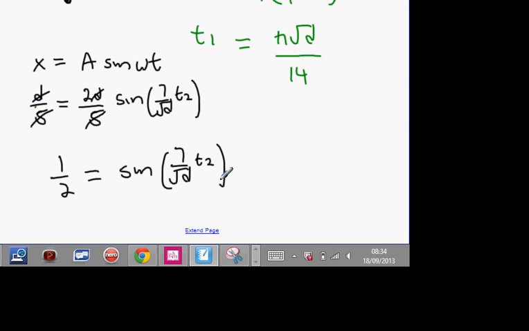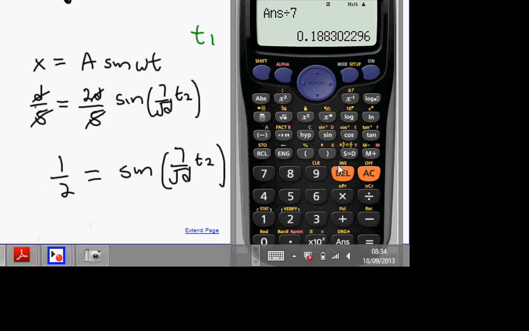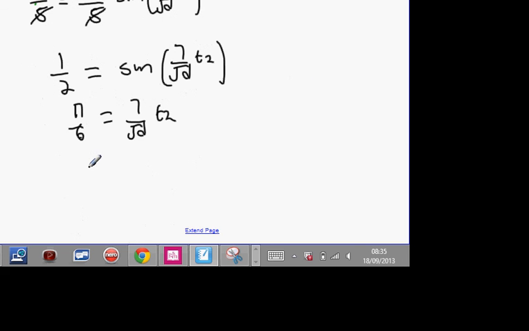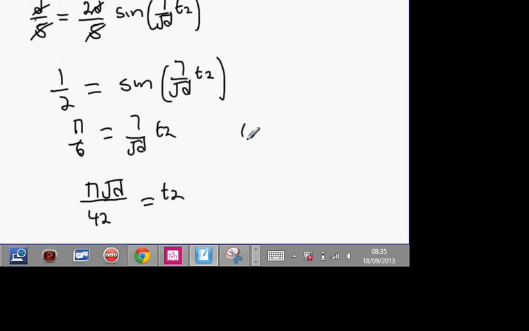Okay. Now, what we can get here is the following. We can get that sine inverse a half. Anybody? In radians. So sine inverse a half is pi over 6. This is pi over 6. Pi over 6 is now equal to 7 over root d times T2. T2 therefore is pi over 42 root d. Is everybody happy with that? Equals T2. Now, what you need to do is you need to add T1 and T2 together.